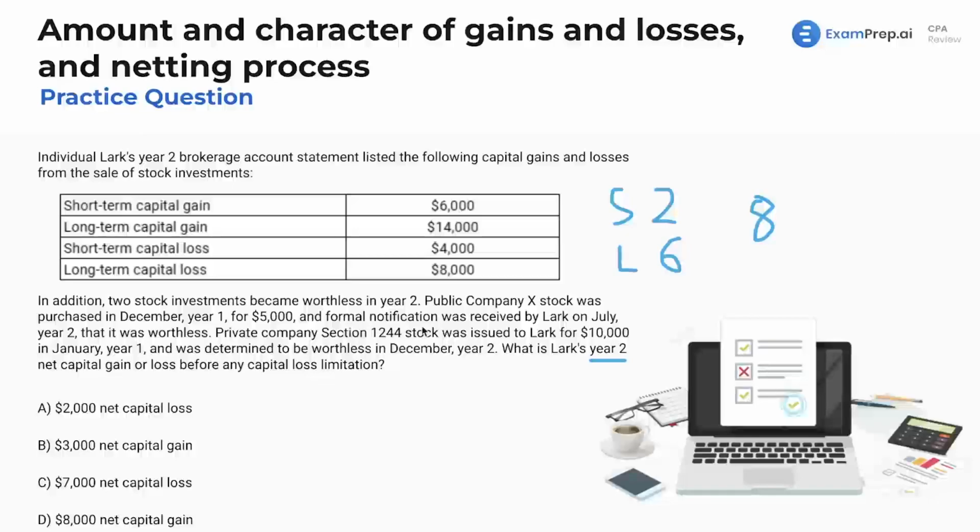Now, the formal notification was received by Lark in July year 2 that it was worthless. So as such, this is important because in year 2, we're going to account for this. If this said year 3, then it would be accounted for in year 3. Private company section 1244 stock was issued to Lark for $10,000 in January year 1 and was determined to be worthless in December year 2. We see all this is happening in year 2. Again, this question's not trying to trick you on the dates, but many other questions will do just that.